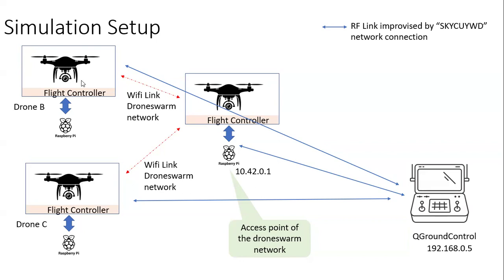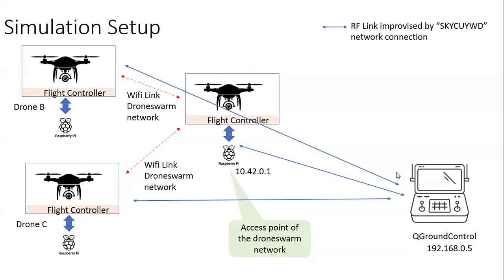So each Raspberry Pi has a wireless link and of course a wired link. The wired link is to mimic the RF link, and the wireless link connects the Raspberry Pis together using an access point created by one of these Raspberry Pis to mimic the Wi-Fi network between the drones. So one is the access point and the others will be connecting to the access point.